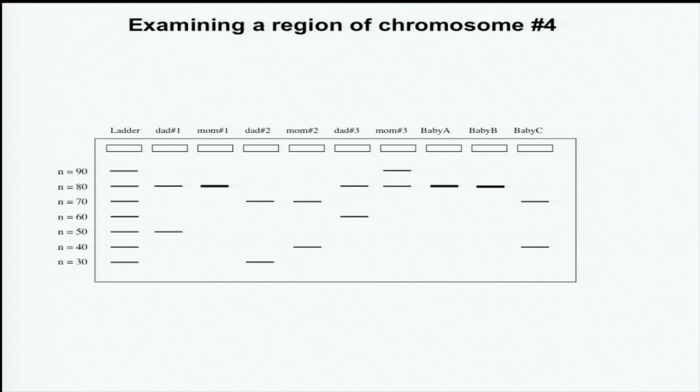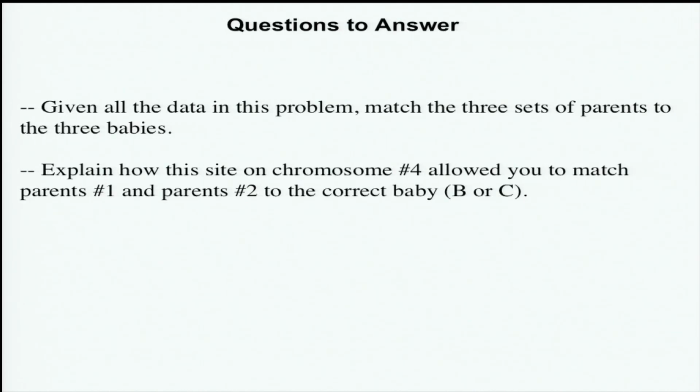Those questions are shown here. Given all the data in this problem, I want you to match the 3 sets of parents with the 3 babies. Then I also want you to explain how this site on chromosome 4 allowed you to match parents 1 and 2 with babies B and C. So you can work on these questions on your worksheet, and I'll see you when you've got those answers.